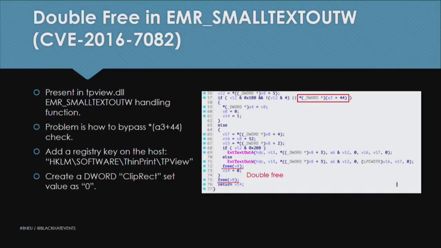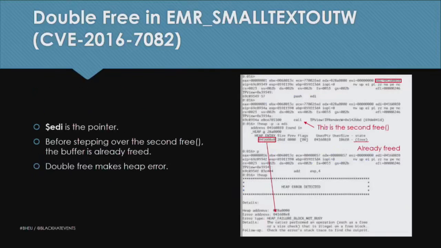It's as easy as adding a registry key on the host machine. The registry key you need to add is HKLM\Software\ThinPrint\TPView. Under this key, you also need to add a DWORD named cliprect and set its value to 0. Then the value at offset 44 of the pointer a3 will be 0, the if condition will be bypassed, and the double free vulnerability will be triggered.